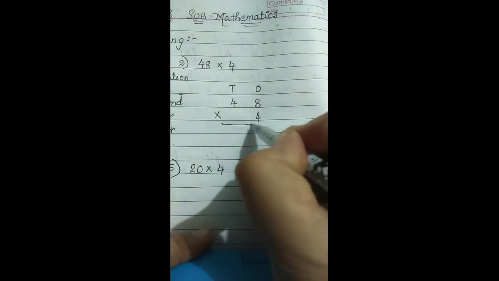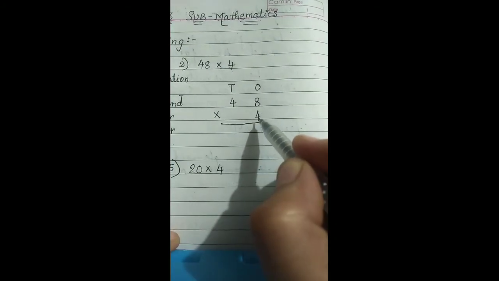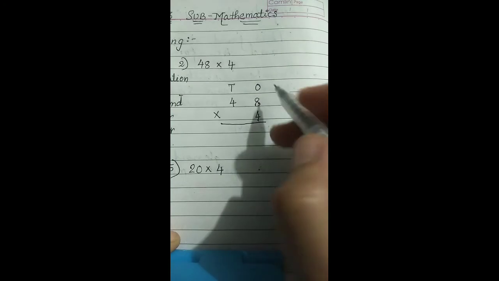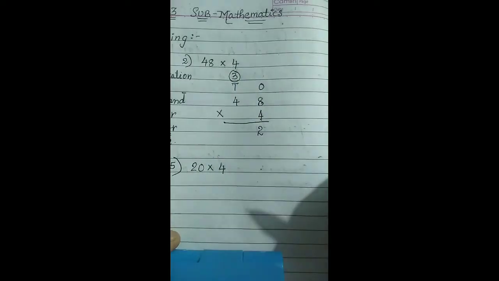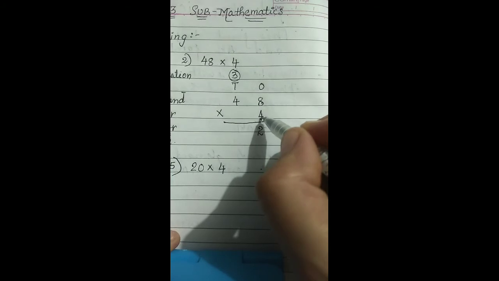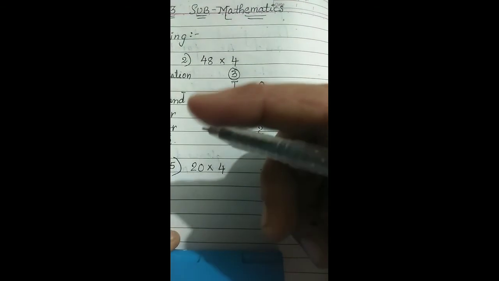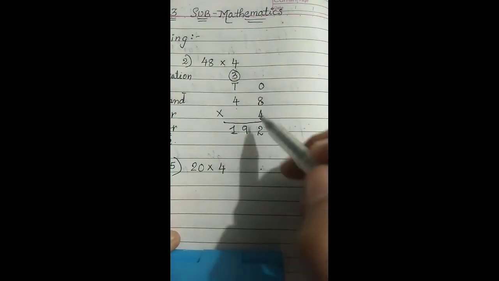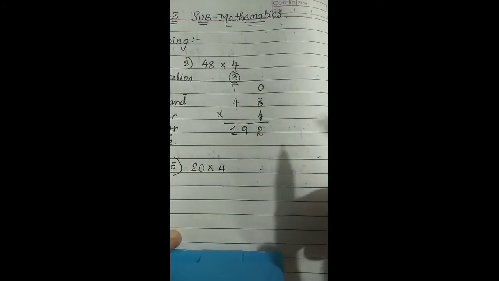Okay, now let's take the solution. First of all what we have to do? We have to multiply 4 with ones place digit, right? And here there is 8. So 4 8s are 32. 2 is here and 3 carry over. Now it is turn of tens place digit. So next step is 4 4s are 16 and 16 plus 3 is 19.